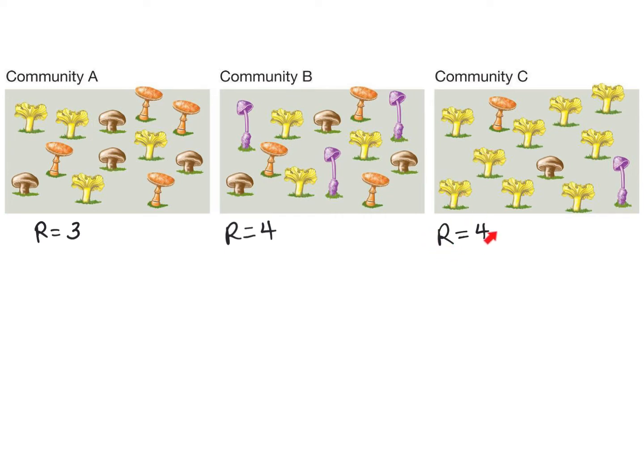So although richness may be higher in one community compared to another, it doesn't necessarily mean that the diversity is higher in this one. In fact, the diversity is lower in this one because of the evenness, or how many of each species. So it's important to remember that diversity is not based simply on the number of species, but it also has to incorporate how much or how many of each species there is in the community.